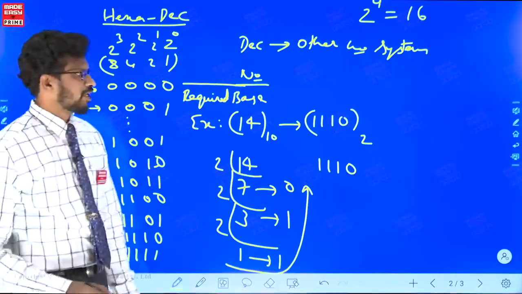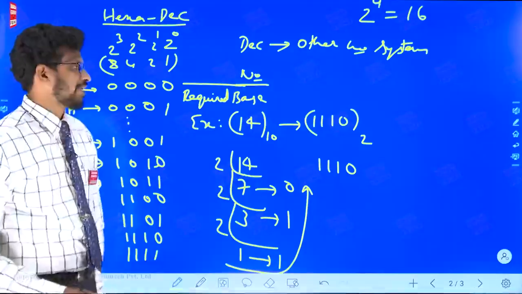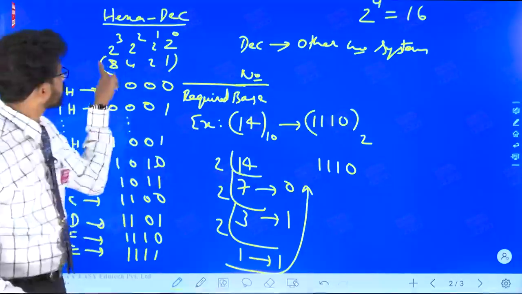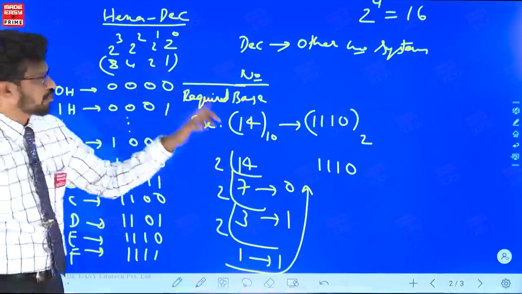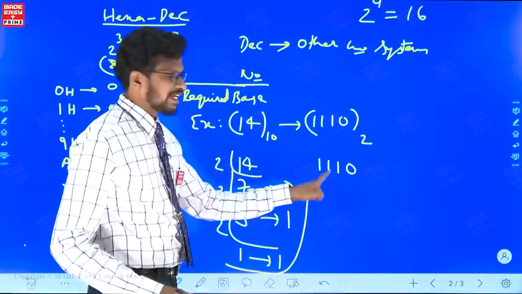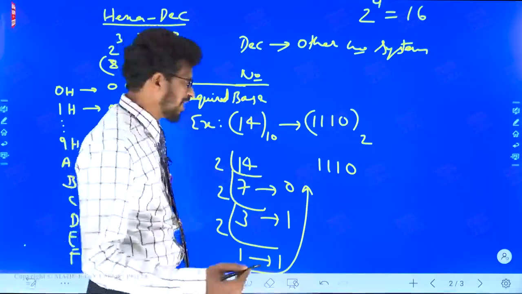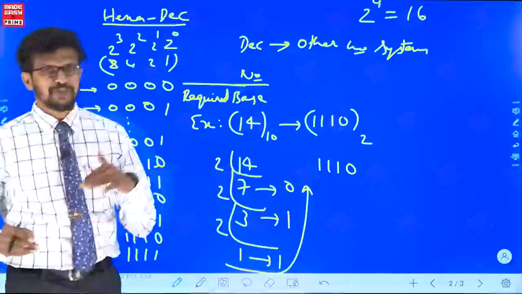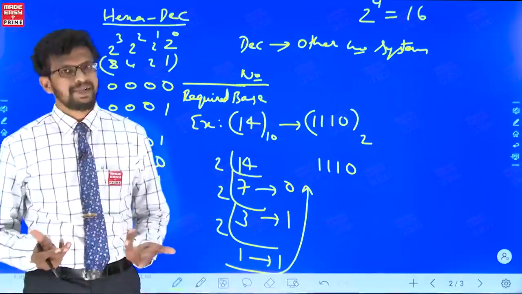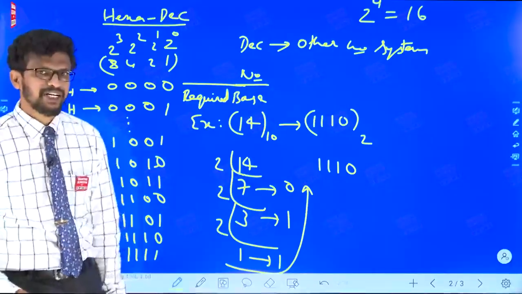If I want to convert the data back to decimal again, this is the binary value. You can take the weights 8 plus 4 plus 2, that is 14. Now I want to convert this data back to the decimal value. Very easy. For converting decimal to others, we have to divide. From another system to the decimal system, we have to multiply. That's all. Multiply with the weights.